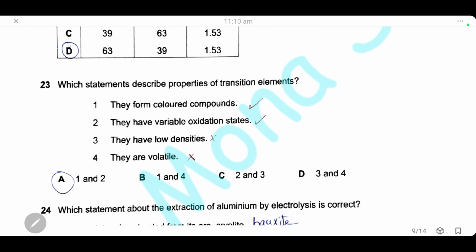Question 23. Which statement describes the properties of transition elements? They form colored compounds. Yes, this is a correct statement. They have variable oxidation states. Another correct statement. They have low density. This is wrong because they have high density, and they are not volatile. So the answer will be only 1 and 2, and the answer will be A.